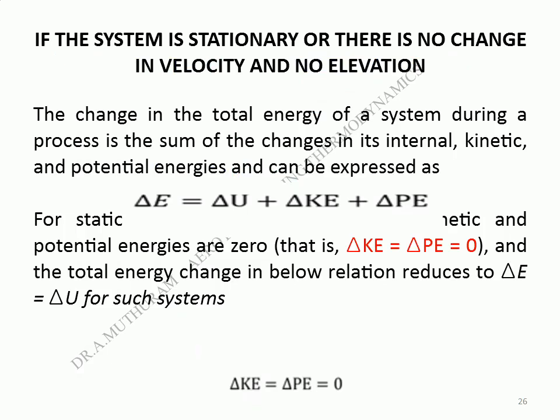If the system is stationary, or there is no change in velocity and no elevation, the change in the total energy of a system during a process is the sum of the changes in its internal, kinetic, and potential energies and can be expressed as such. For stationary systems, the changes in kinetic and potential energies are zero, and the total energy change relation reduces to change in total energy equal to change in internal energy.